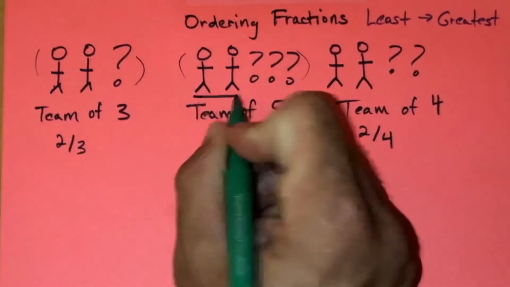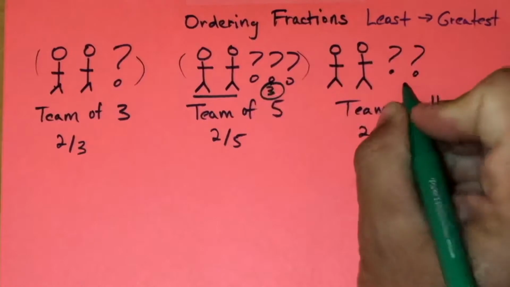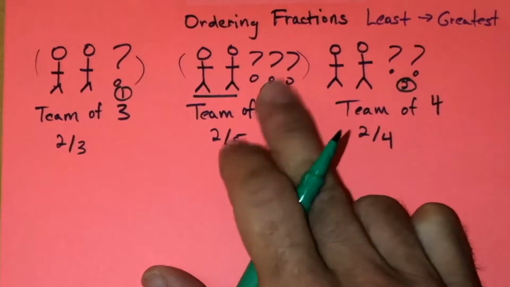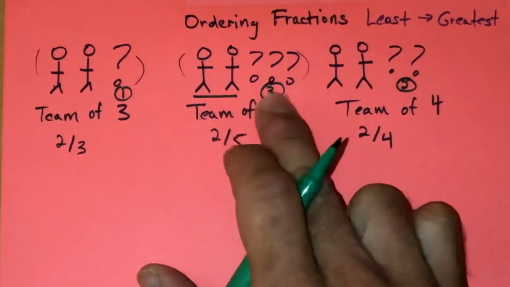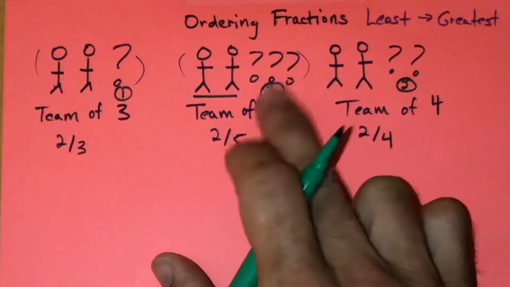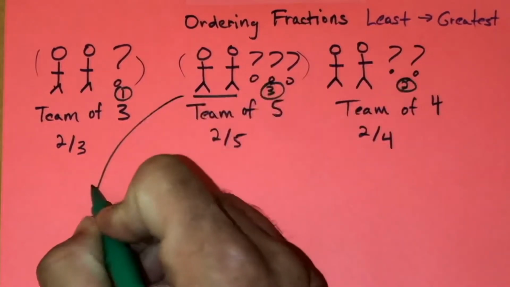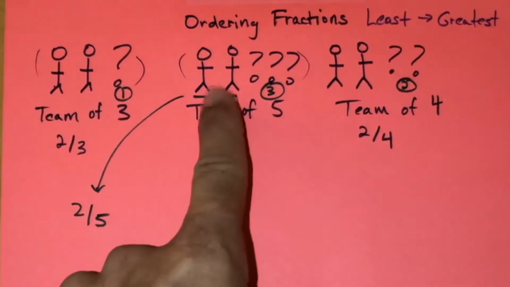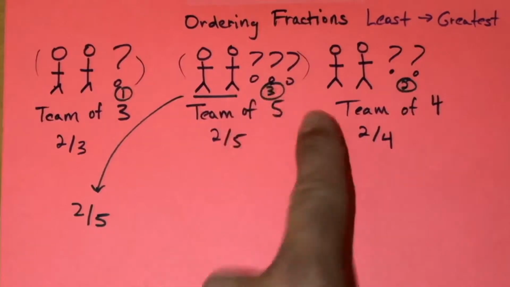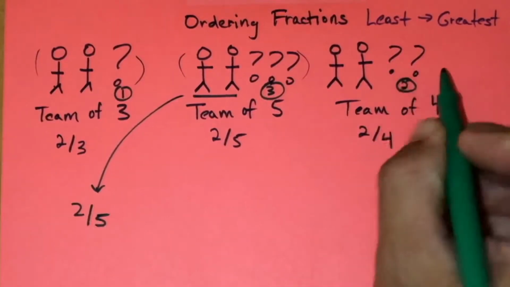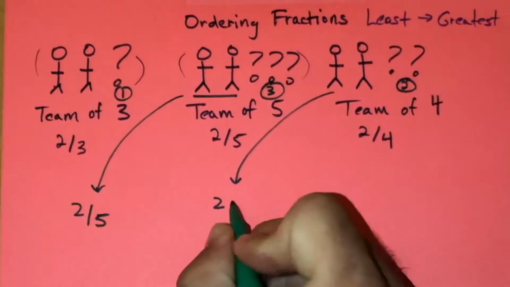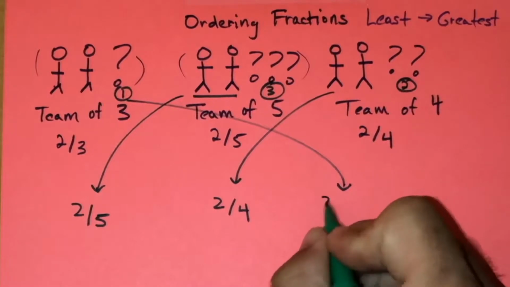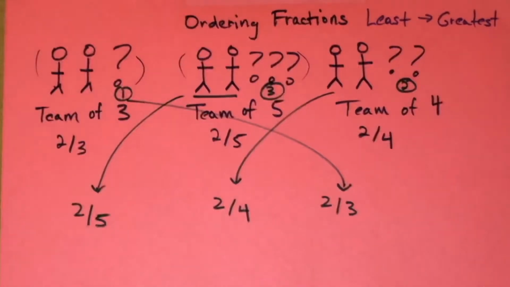Well, here we need 3 more players. Here we need 2 more players. Here we only need 1. So here we have the least amount of players to make up this full team. We only have 2 out of 5. We're missing 3. So we'll say this is our least fraction because we have the least amount of players needed to make up a team. And then here we need only 2 more players. We could say this would be our next fraction, least to greatest. And this is how you could order your fractions from least to greatest.